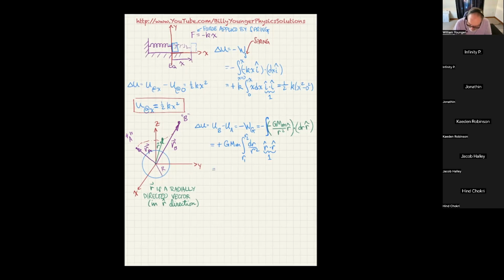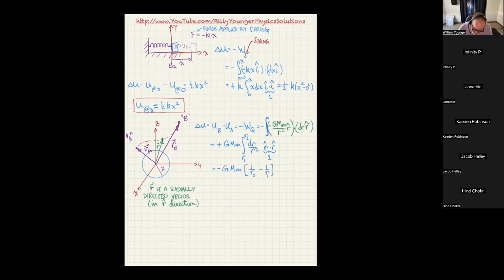All right. Well, the integral of r to the negative 2 is negative 1 over r. So I'm going to get yet another negative, and it's going to be G times M times little m. And then all that's going to be multiplied by 1 over r evaluated at r2 minus 1 over r evaluated at r1.